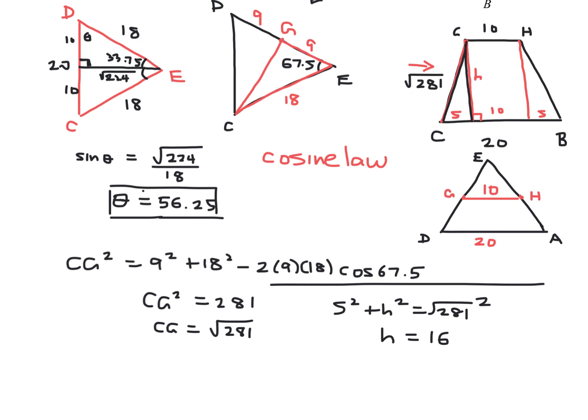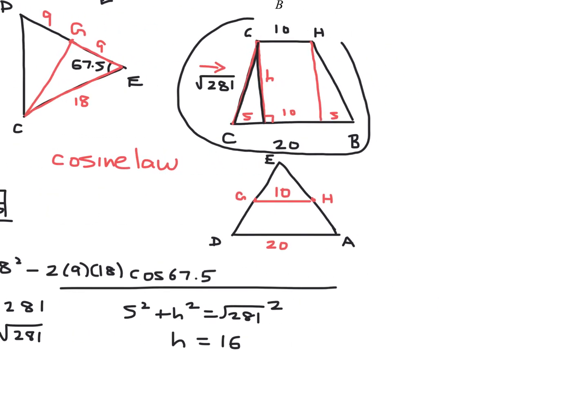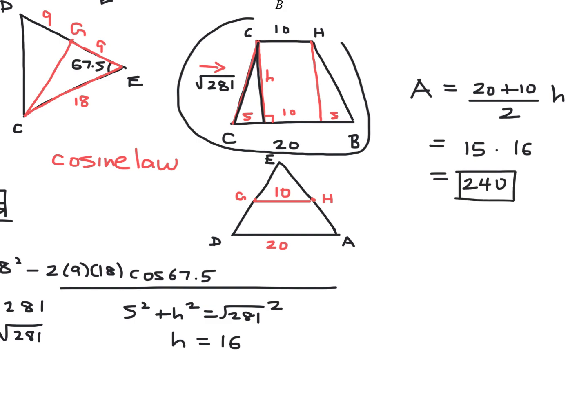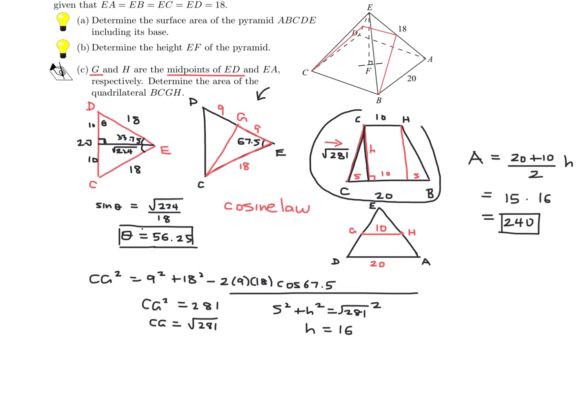Now my final step is to figure out the area of that shape. I believe that shape is a trapezoid. The area of a trapezoid is, you take the base and add it to the top, divide by 2, and then multiply by the height. So that looks to me like 15, and then H is 16. 15 times 16, I believe, is 240. And there you go. Not so bad. It's actually a pretty decent question.